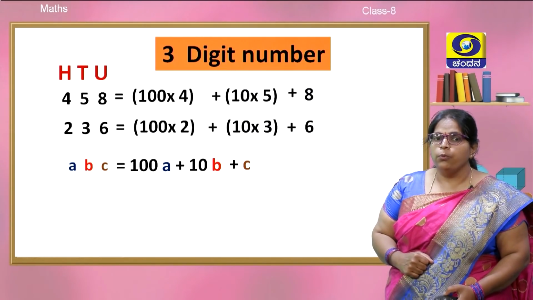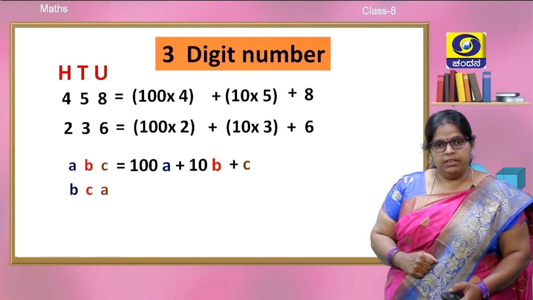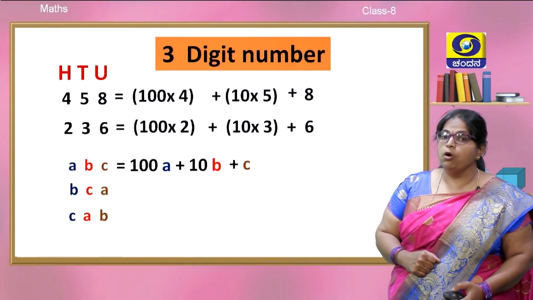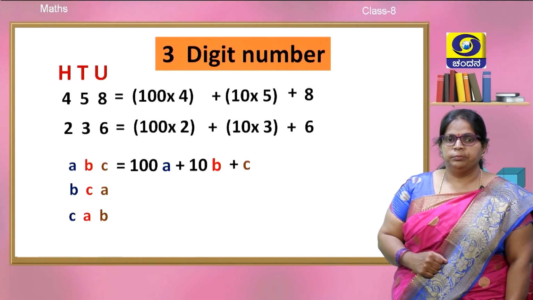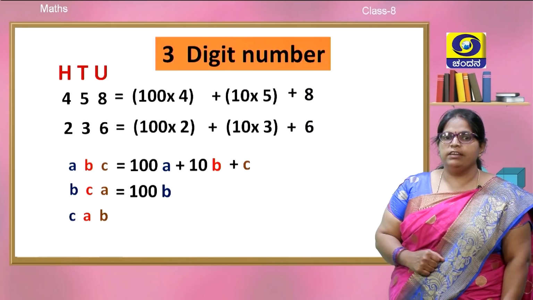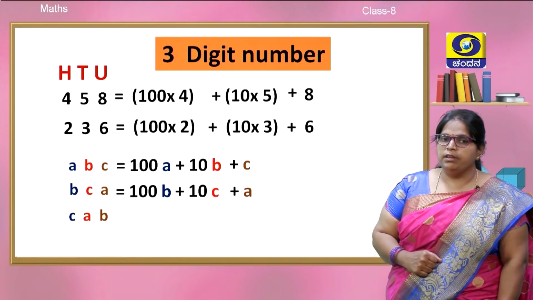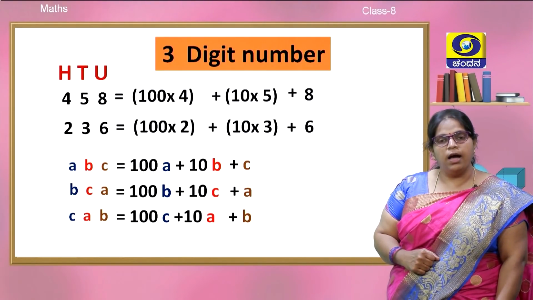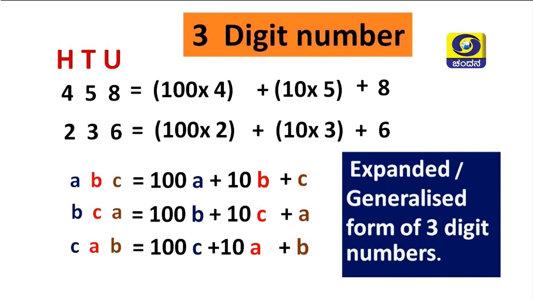Here also we can write the general form of 3-digit number as BCA and CAB also. Children, try to expand them. Yes, you are right. It is equal to 100B plus 10C plus A. Similarly, CAB is equal to 100C plus 10A plus B. We call this as expanded or generalized form of 3-digit numbers.